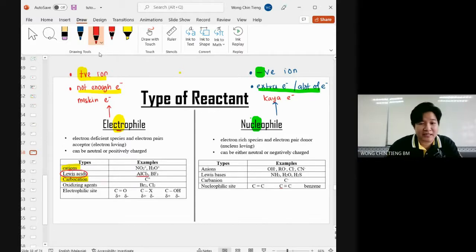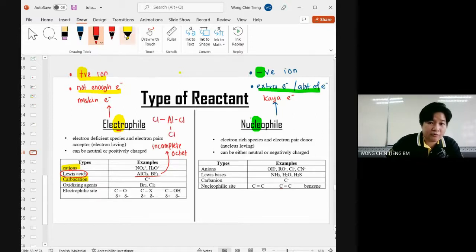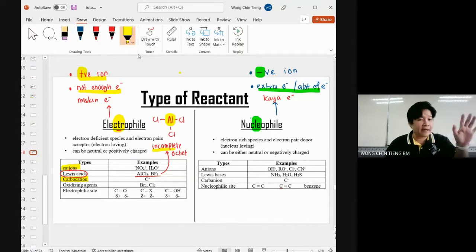Lewis acid wants what? Teacher, how do I know it's a Lewis acid or a Lewis base? I'll give you a tip. How do you know it's a Lewis acid? One of the things is that it has an incomplete octet. Remember the word incomplete octet? I'll show you one. Alright, AlCl3. When you have your AlCl3, do you remember that your Al is now incomplete octet because you only have 6 electrons around it? How many electrons in an octet? Octet is 8. Now I have 6. That's why I am incomplete octet, right? So 8 versus 6 means what? It means it doesn't have enough electrons.